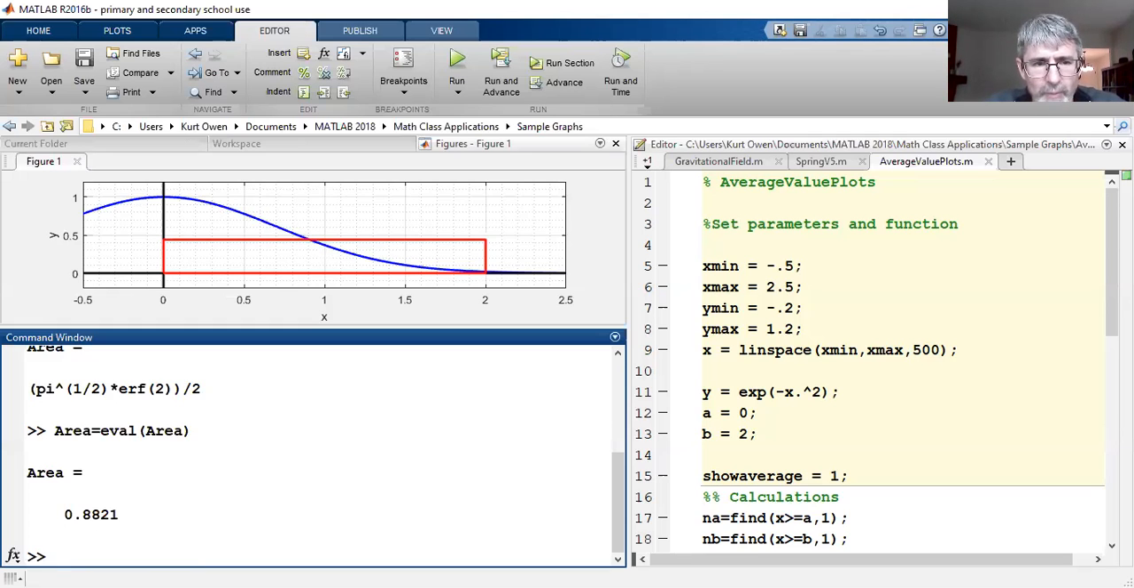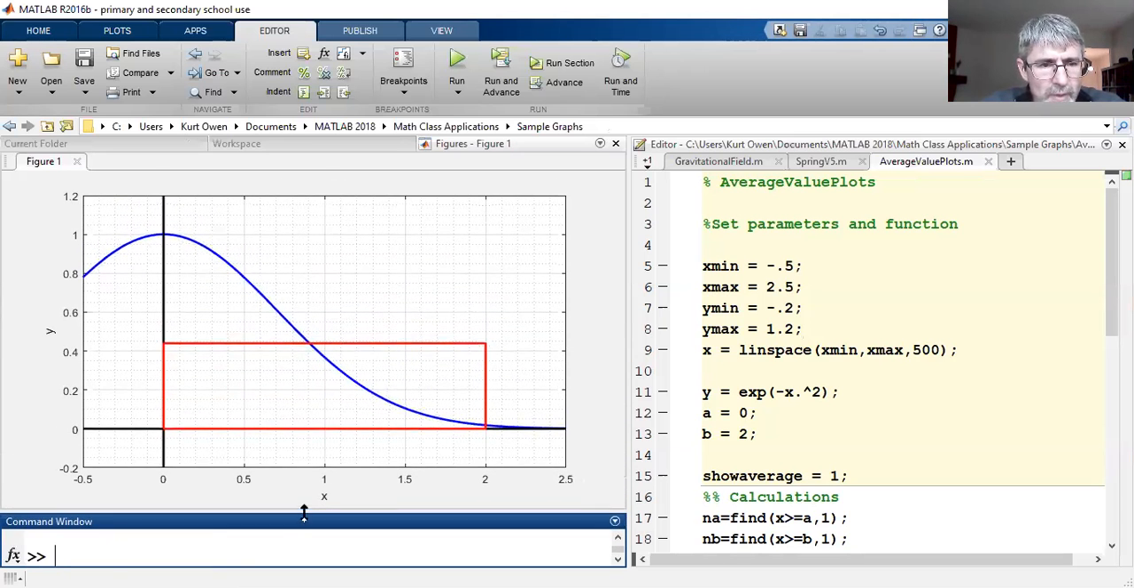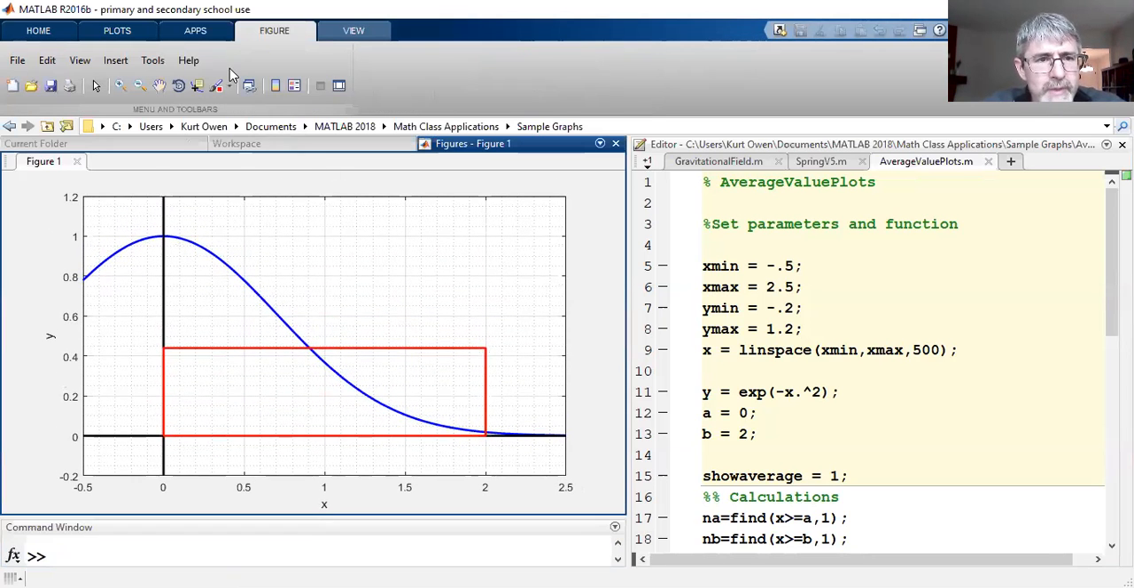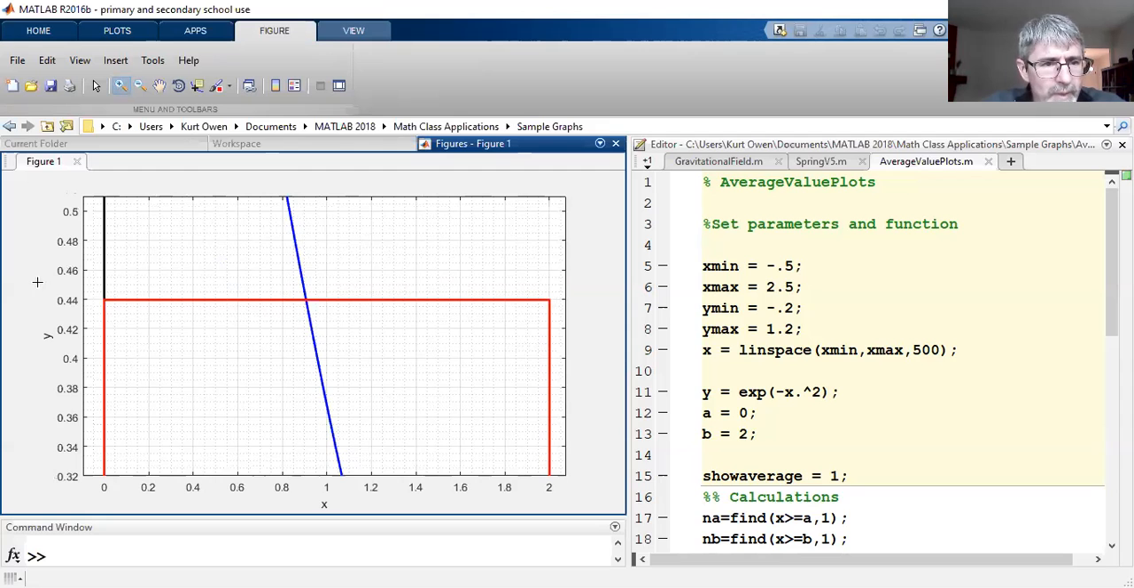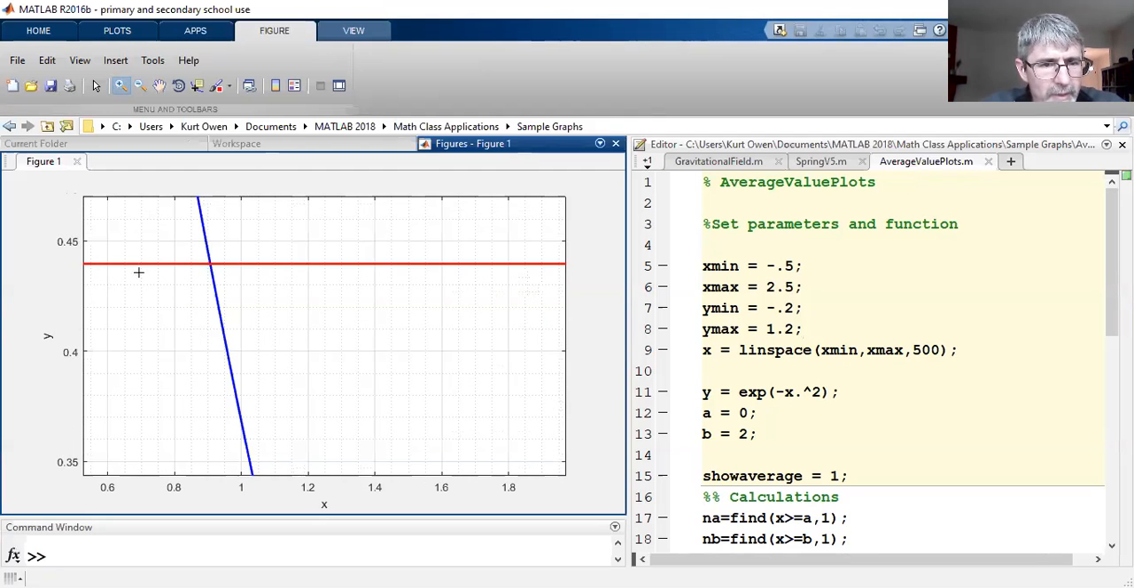We now still need to figure out what the average value is. So to find the average value, we could just say AVG is equal to the area divided by, remember it's b minus a, which was just 2 minus 0. And if we put that in, we end up with 0.441. And if we go up to our graph here, we can see that that's a really good approximation. In fact, if we zoom in on the average value line, we can see where that is. It's right up there, very, very close to what we just got in MATLAB. In fact, it's exactly where we just calculated in MATLAB. Let me stop the video now.